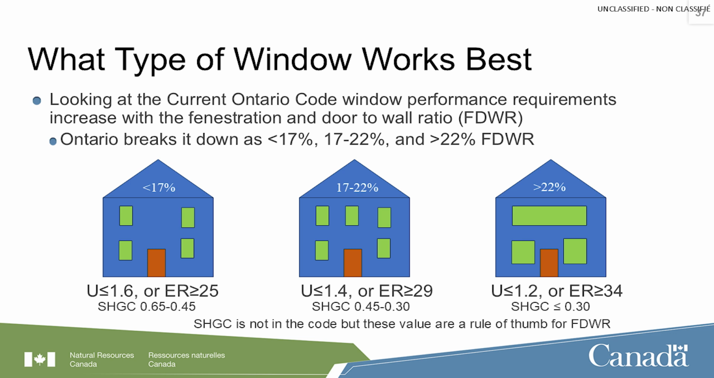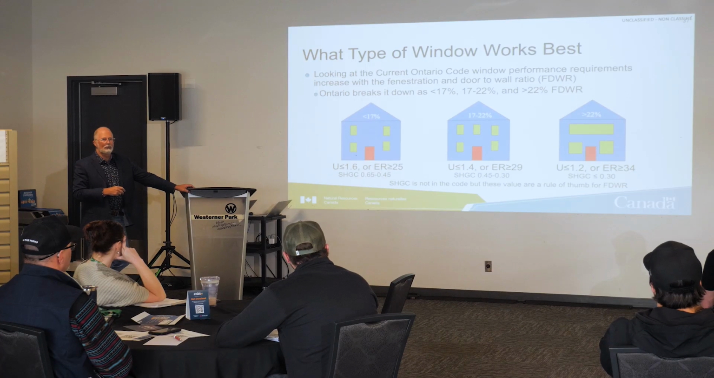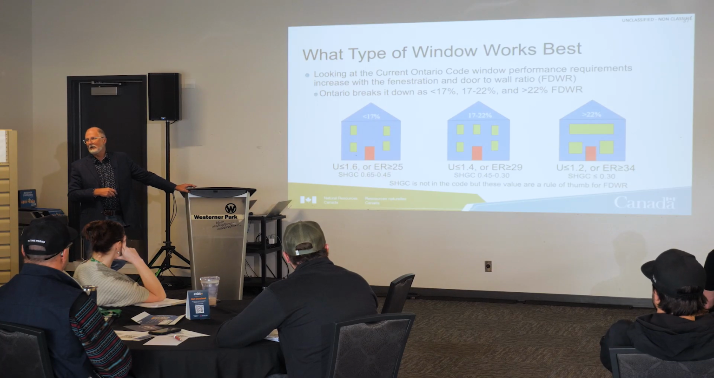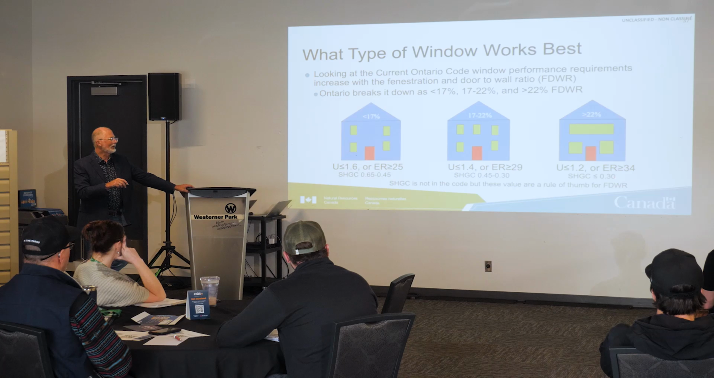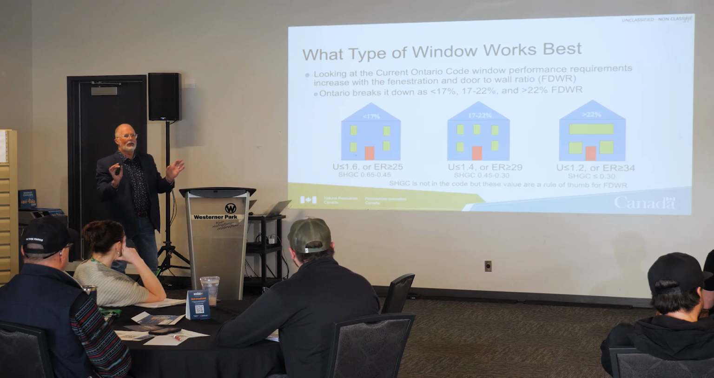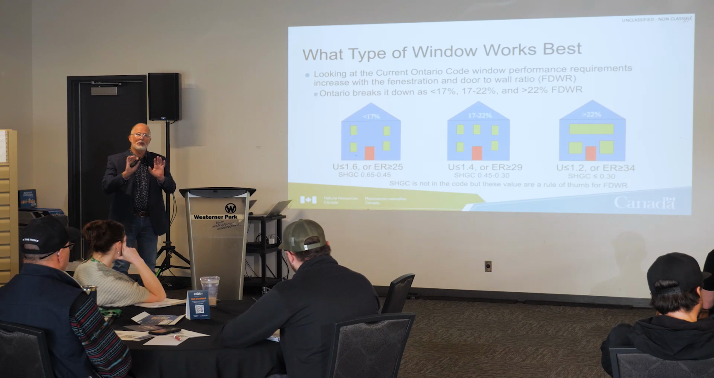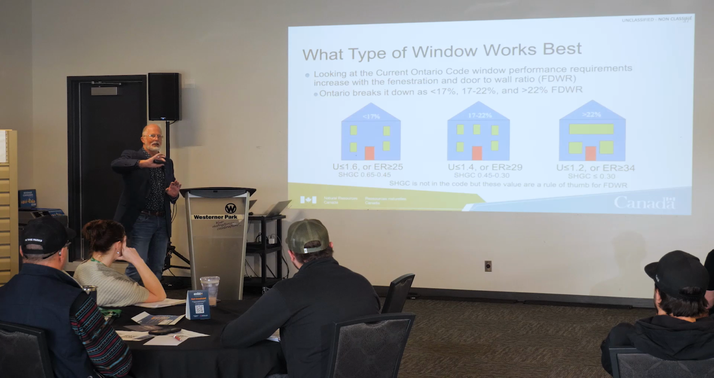the windows are located. You get into the average between 17 and 22, you're looking at a solar heat gain of 0.45 to 0.3. You get into custom homes where you're up in 30, 40% glass. Now you've got to get down to the 0.3 or more. So you're just looking at the overall average, how much glass is in the house, and specifically how much is south facing.